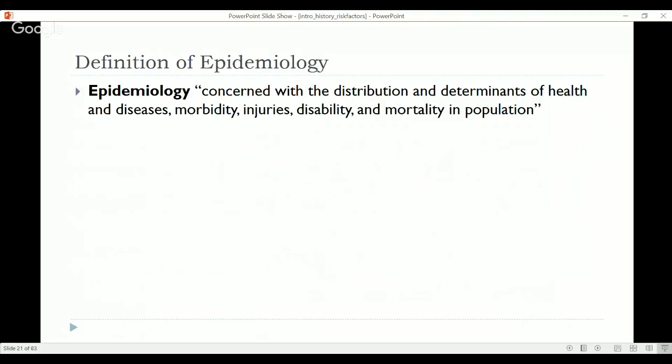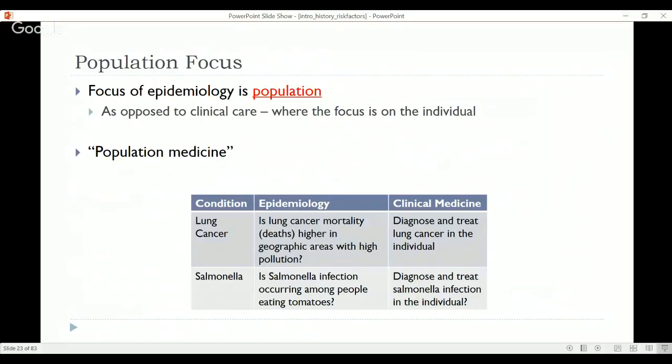All right, so what is epidemiology? Epidemiology is concerned with the distribution and determinants of health and disease, morbidities, injuries, and disability, and mortality in populations. So the focus of epidemiology is really at the population level, as opposed to clinical care where the focus is on the individual. You might hear terms like population medicine thrown around when people are talking about public health or epidemiology broadly.